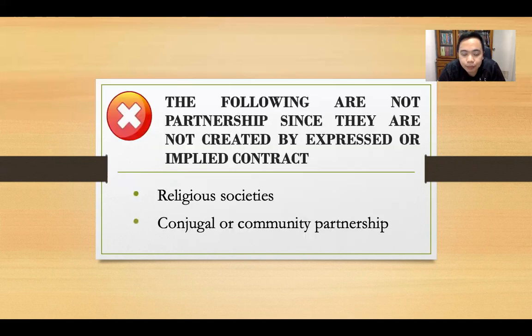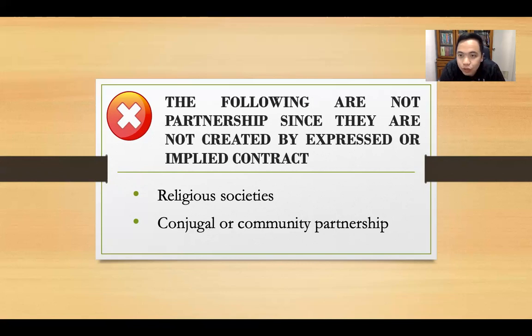Okay. Now, these two items are not considered as a partnership because they are not created by express or implied contract. That is why we said earlier that contract is an essential element or feature of a partnership. Now, in these two items, there is no express or implied contract, which is why they are not considered a partnership. What are those?